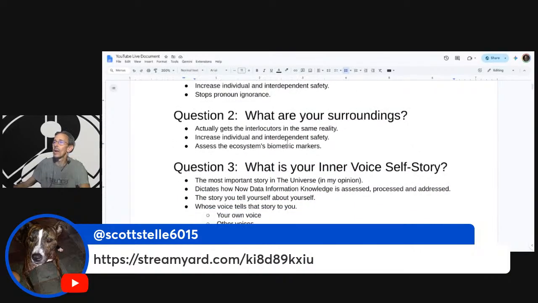Question 2, what are your surroundings? It actually gets the interlocutors in the same reality. Again, if I describe our location as safe and sound and you claim it as being incredibly unsafe, we're not on the same page. We're both less safe.